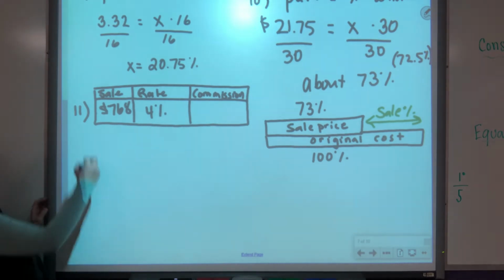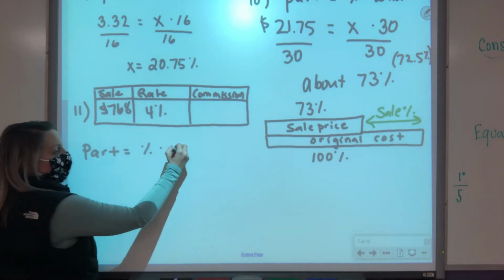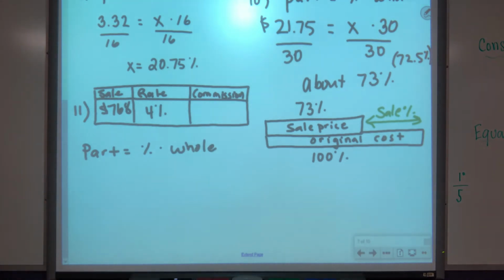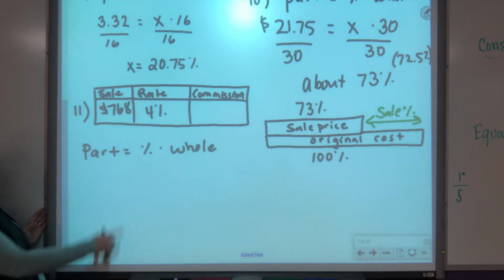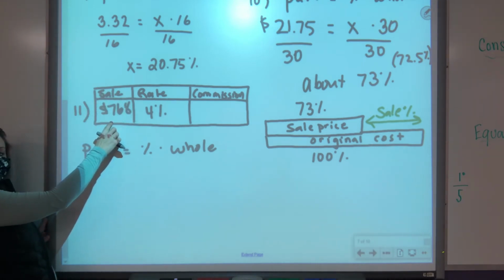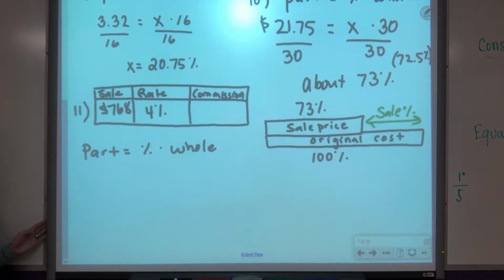Okay. So if we're looking at our percent equation, why do I keep on writing this over and over again? Just like I wrote this over and over again on Monday and Tuesday, right? What does this represent in our equation? The part. Oh, the whole.